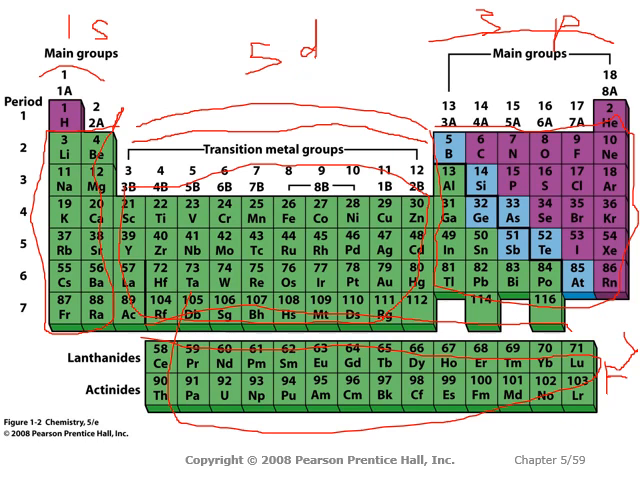So when you move from one period to the next, you're just changing the size of the atom. Basically, it will have more protons and more electrons, and it'll be bigger. But the properties are going to be very similar.